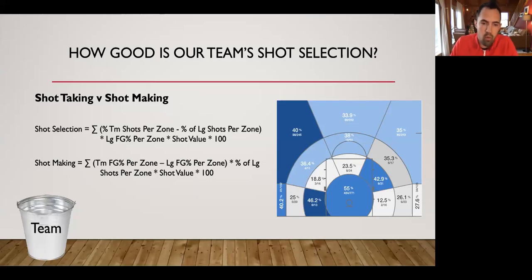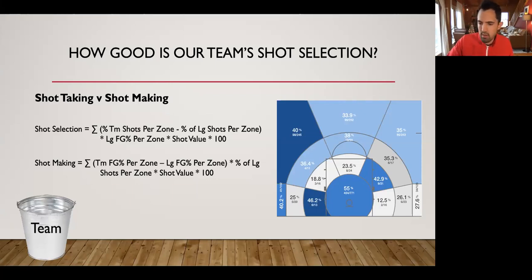So for example, we found preliminarily this year we were a good shot making team. We didn't take as many layups as average. We didn't get to the rim as much as average. So that kind of affected our shot selection number there. But it's a really easy thing to do. You can come up with this data on your own by hand. It doesn't take a lot of manpower or time, and it'll give you a pretty good proxy for what your team's shot selection is like compared to average.